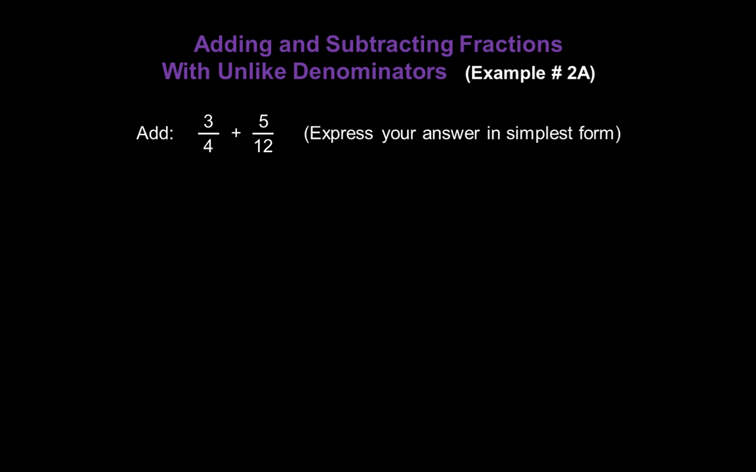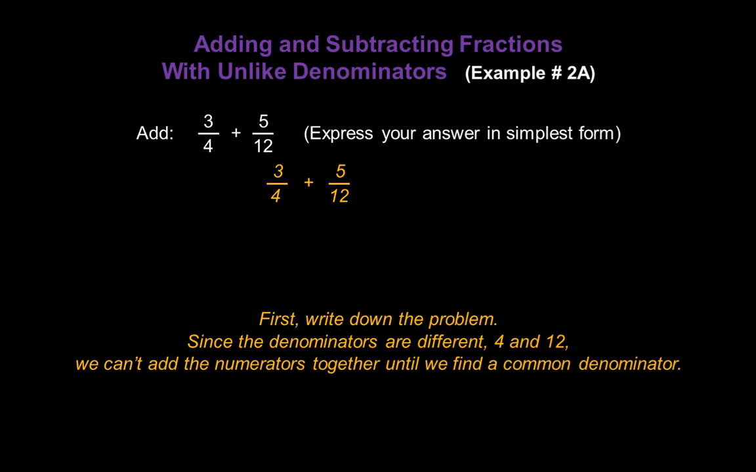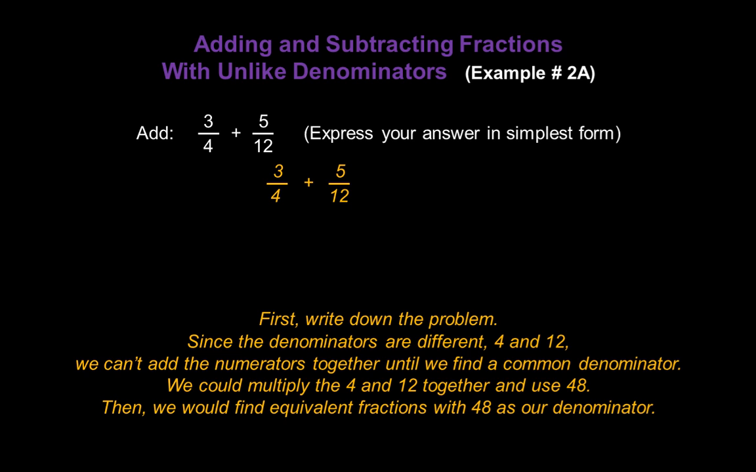Let's add 3/4 and 5/12 together. First, we're going to write down the problem: 3/4 plus 5/12. Now, the denominators are different. They're 4 and 12. That means that we can't add the numerators 3 and 5 together. We have to find a common denominator. Now, method 2, we could multiply the 4 and the 12 together and use 48 as a common denominator. But that would mean we'd have to find equivalent fractions with 48 as our denominator for both fractions.